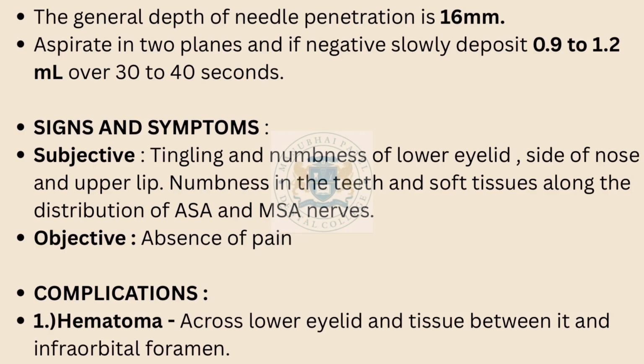Signs and symptoms: subjective, tingling and numbness of the lower eyelid, side of the nose and upper lip. Numbness in the teeth and soft tissues along the distribution of the SA and MSA nerves. Objective, absence of pain. Complications are hematoma across the lower eyelid and tissue between it and the infraorbital foramen.